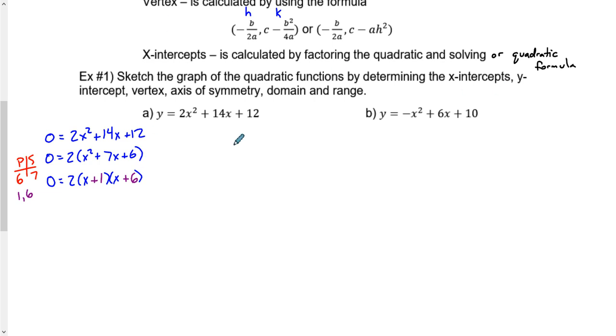To find out our x-intercepts, though, we need to set our factors equal to 0. So the x plus 1 equals 0, and the x plus 6 equals 0. This one, we'd be subtracting the 1. And in this one, we'd be subtracting the 6.